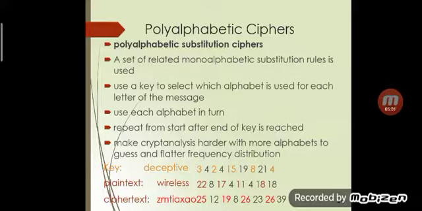Likewise, we add the key to the plain text for all the numbers and letters. Simply, we have to add the key to our plain text. In this way we can convert our plain text into the ciphertext by using polyalphabetic ciphers.